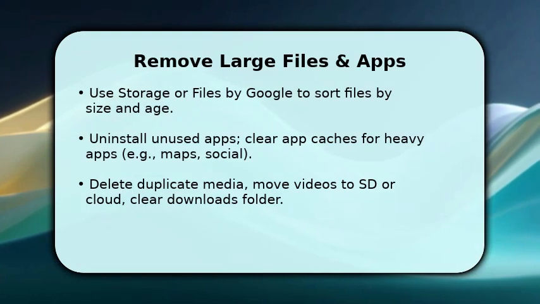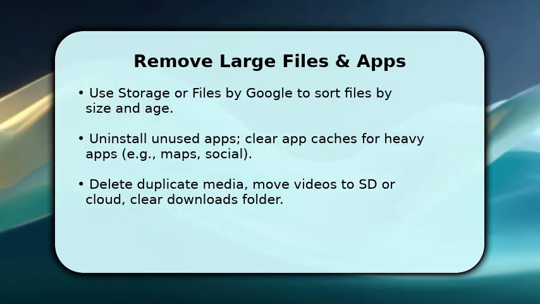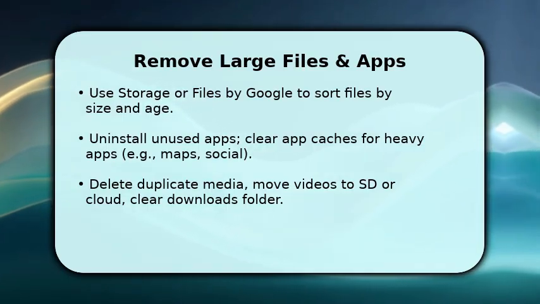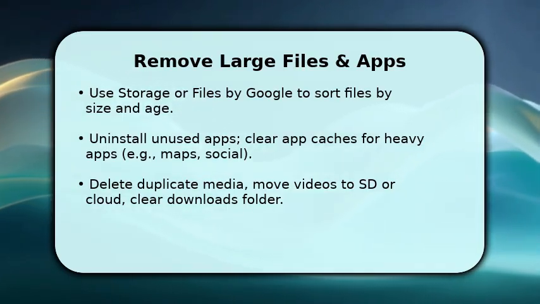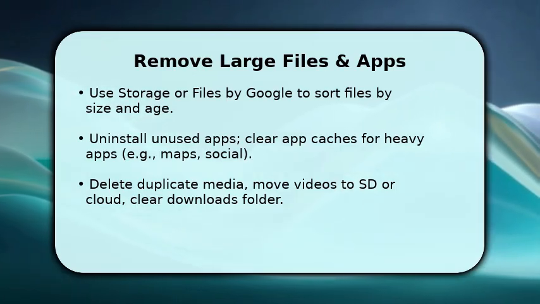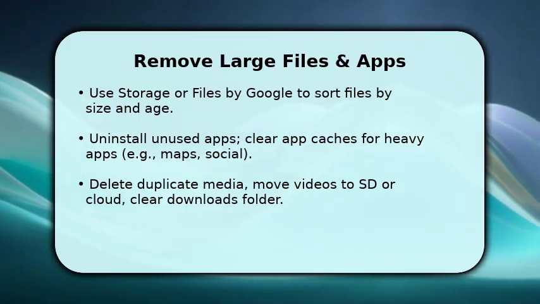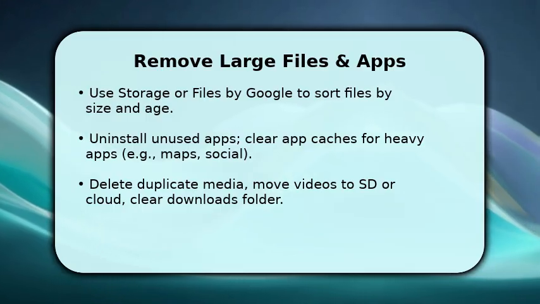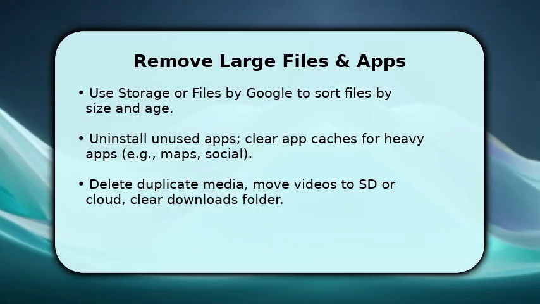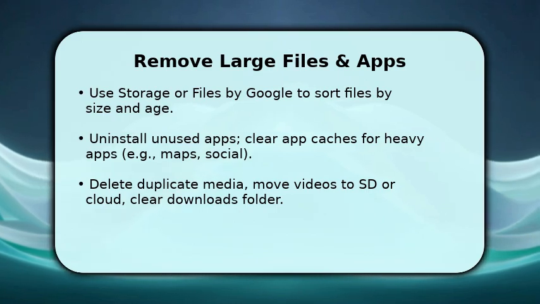Now focus on the core cleanup actions that free the most space. Open files or storage and sort items by size, delete large, outdated videos and duplicates, or move them to SD or cloud. Uninstall apps you don't use, and for apps you keep, clear cache from App Info. This removes temporary data without losing app settings. Once done, empty the Downloads folder and clear offline maps or podcasts. These steps systematically reduce storage bloat and improve performance, preparing your phone for final maintenance.